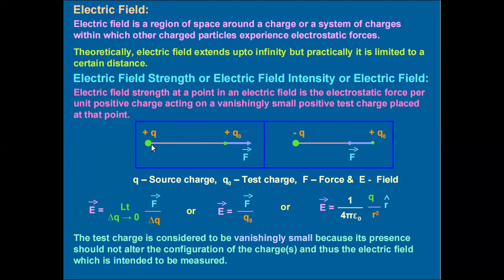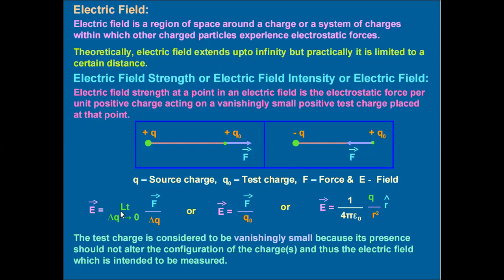Suppose Q is a point charge and there is another point charge plus Q naught. Their repulsive force will be capital F. Similarly, for the negative charge Q and the positive charge Q naught, this is an attractive force capital F. So Q is the source charge and Q naught is the test charge. That means we are testing this Q naught, whether it is repulsive or attractive, and we are evaluating the electric field. So capital F is the force and E is the field.